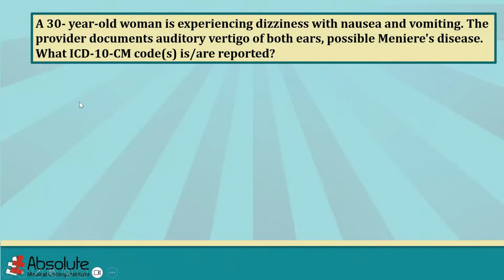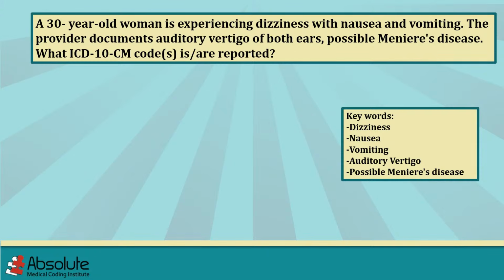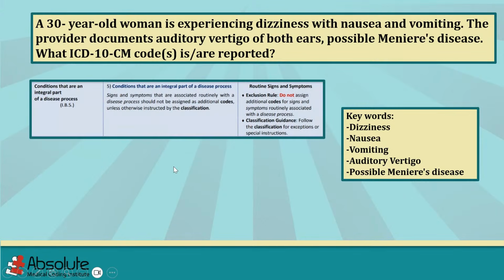Okay. So this is our scenario. Again, a 30-year-old woman experiencing dizziness, nausea, and vomiting. The provider documents auditory vertigo of both ears, possible Meniere's disease. What codes are we reporting? Like we said, the keywords we're going to be using are the dizziness, the vomiting, the auditory vertigo, and possible Meniere's disease. And then the guideline we're going to be using is this one right here.